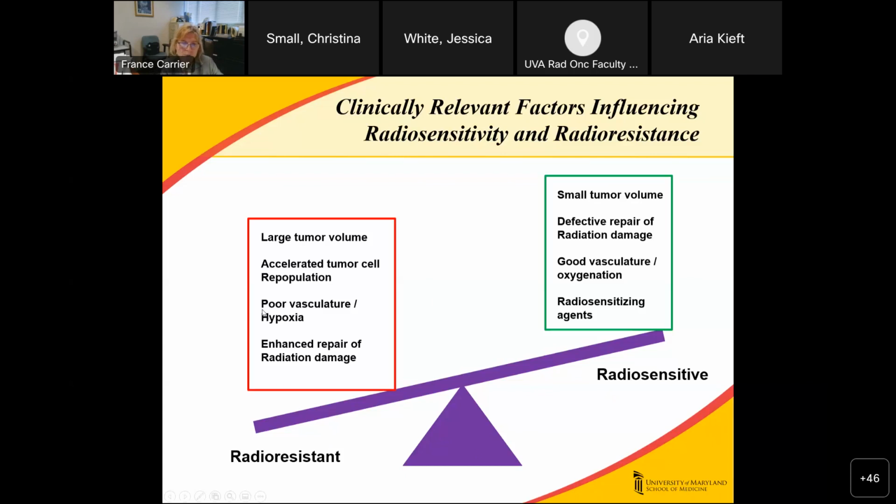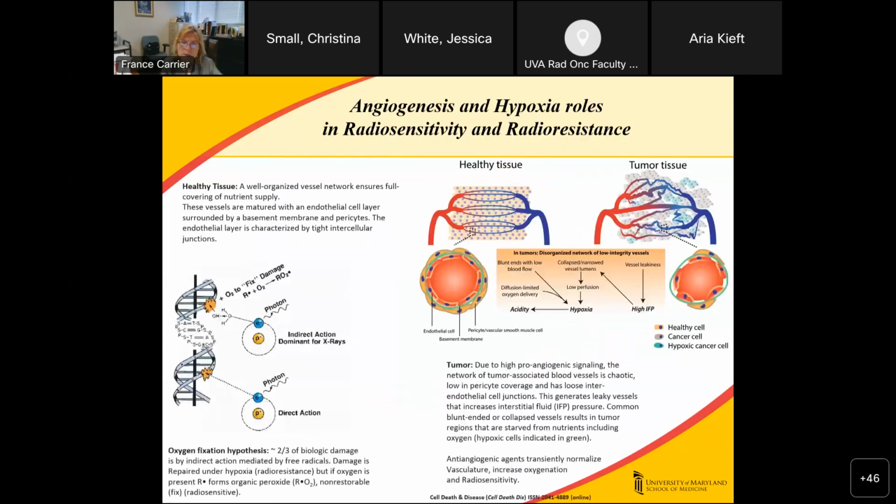I'll show you in a couple of slides that large tumors also tend to have poor vasculature, which leads to hypoxia, reducing the level of oxygen in the tumor. Those tumors also have enhanced repair, which also leads to increased radioresistance. On the other hand, a smaller tumor would be easier to control with local radiation, local control. If the tumor is defective in one of the DNA repair pathways, that would increase the damage and make the tumor more radiosensitive. And if the tumor has good vasculature, that would increase the oxygen effect that we'll discuss in a minute. And then we can use some radiosensitizing agents to increase the sensitivity of the tumor.